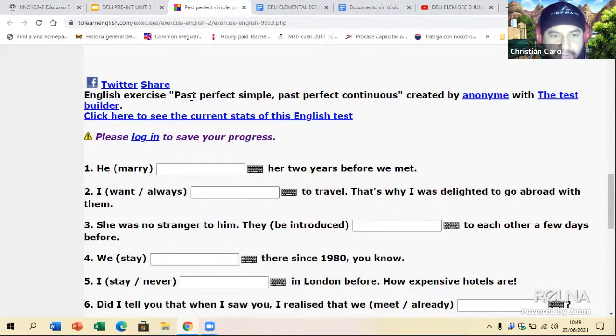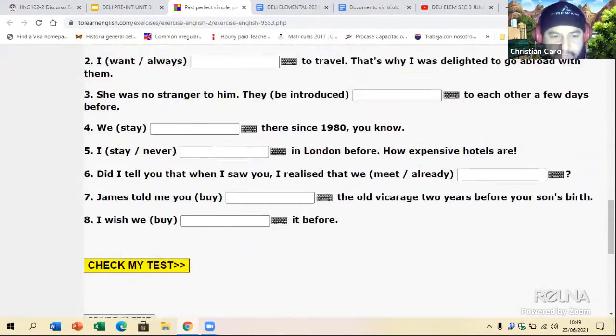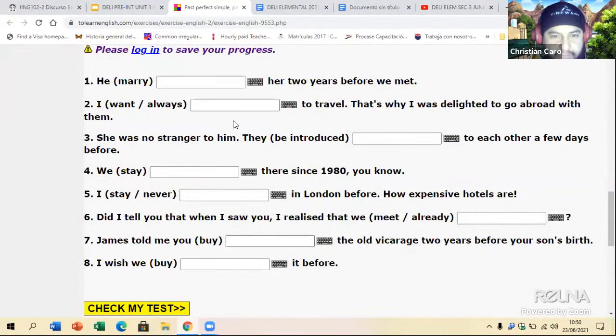Right, remember, we need to use past perfect simple or past perfect continuous according to the context, right? For example, we got Mary, so we need to conjugate Mary in the past perfect simple or continuous. Her 2 years before we met. Any ideas? You can use the chat if you want.